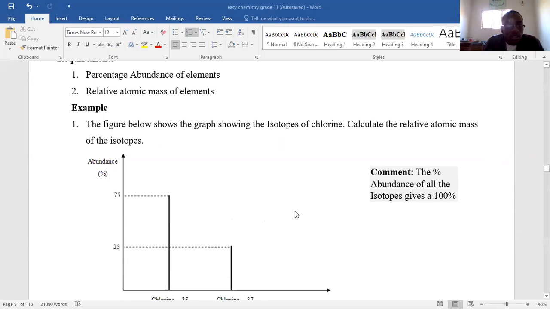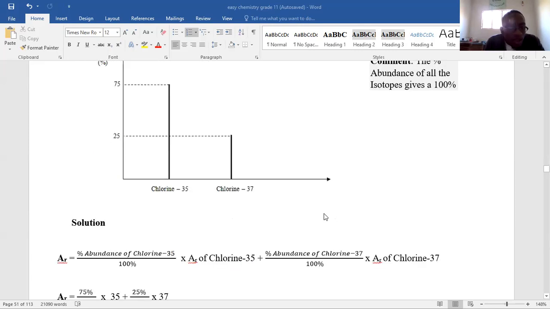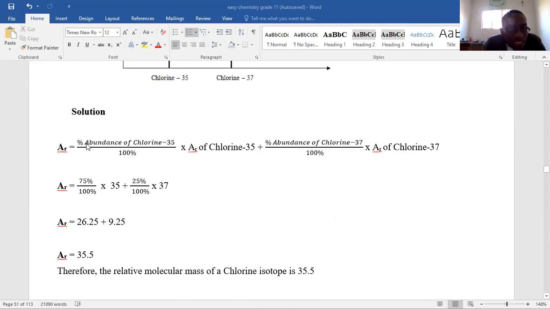In the example given, the figure below shows the graph showing the isotopes of chlorine. Calculate the relative atomic mass of chlorine. We have chlorine 35 given as a percentage abundance of 75, and chlorine 37 given as a percentage abundance of 25. How do we calculate? We start by stating the formula: percentage abundance of chlorine 35 divided by 100% times its relative atomic mass, plus, there is a plus sign, then percentage abundance of chlorine 37 divided by 100% times its relative atomic mass.